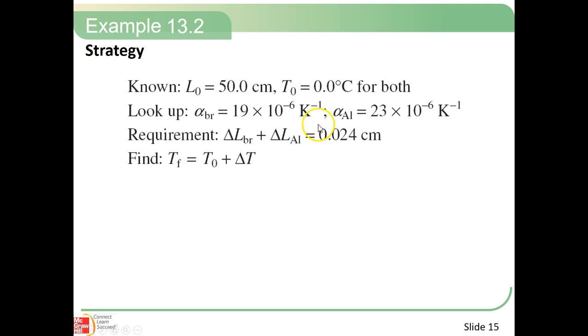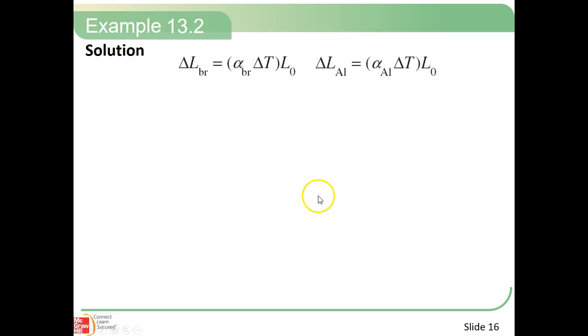So some things that we know: the length of each one is 50, and we know the temperature starting at 0 degrees. We had to look up the coefficient of linear expansion for each of the two metals, and we have that now. And we know the requirement is the change in length of the brass and the change in length of the aluminum together need to be equal to 0.024. So we're going to find out what that final temperature is by taking the original plus that change in temperature. To do that, here's the change in the brass, here's the change in the aluminum, and we want to just basically add those two together.